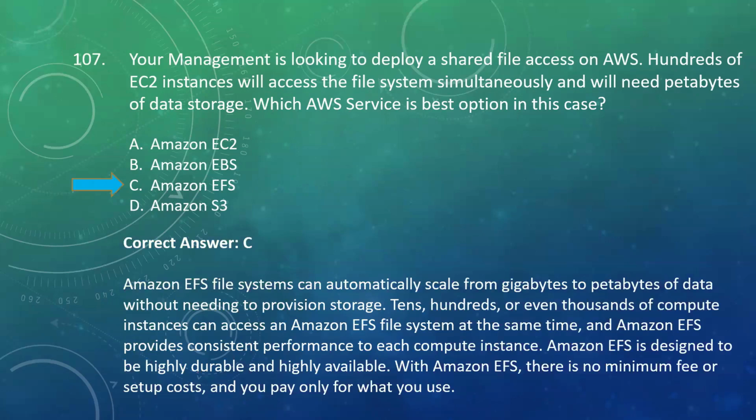EFS file systems can automatically scale from gigabytes to petabytes of data without needing to provision storage. Tens, hundreds, or even thousands of compute instances can access an Amazon EFS file system at the same time. And Amazon EFS provides consistent performance to each compute instance. Amazon EFS is designed to be highly durable and highly available. With Amazon EFS, there are no minimum fees or setup costs, and you pay only for what you use.